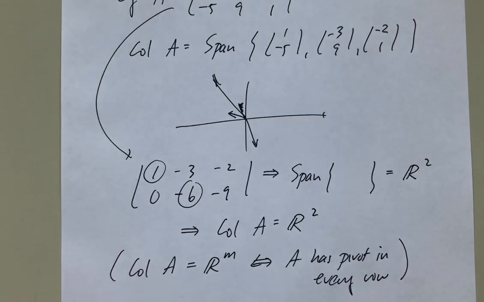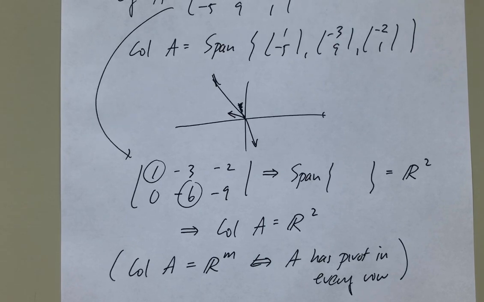Okay, so that's an introduction to null space and column space. We'll continue next time with more discussion and more examples. We'll see you then.